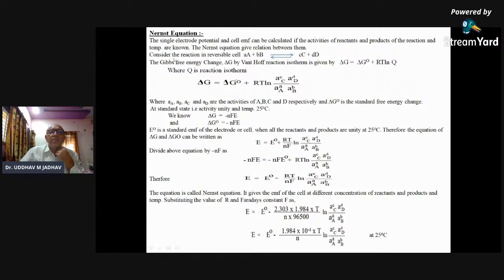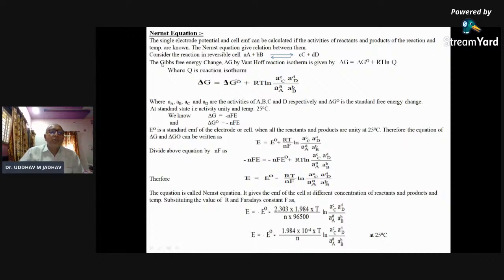For that, consider the cell having the reaction taking place in the cell as small a of A plus small b of B giving small c of C plus small d of D, where capital A and capital B are the reactants, and small a and small b are the numbers of reactant molecules. Capital C and capital D are the products, and small c and small d are the numbers of product molecules.